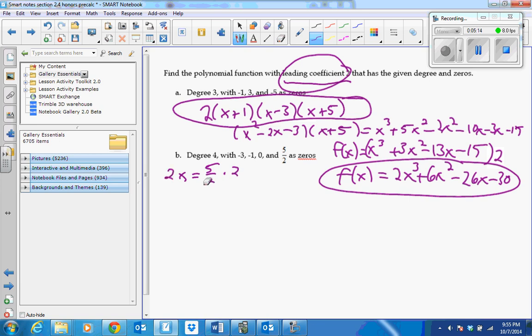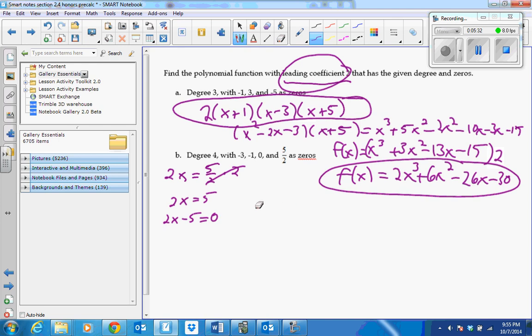So we're going to work backwards. And we get 2x equals 5. Now we know that we want this factor to equal 0, so we're going to say subtract 5, and we get 2x minus 5 equals 0. So the factor represented by a root of 5 halves is actually 2x minus 5.